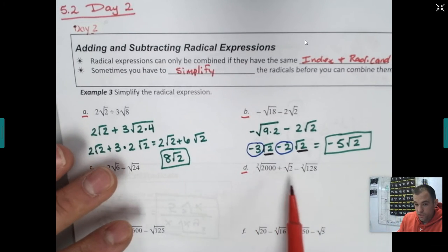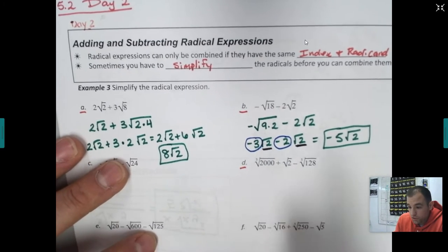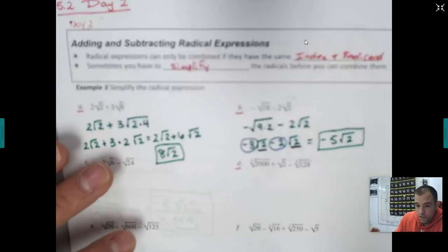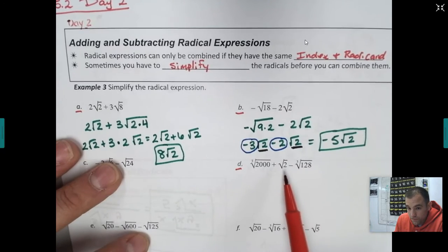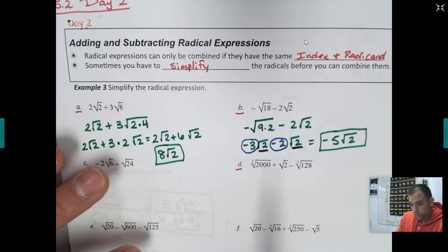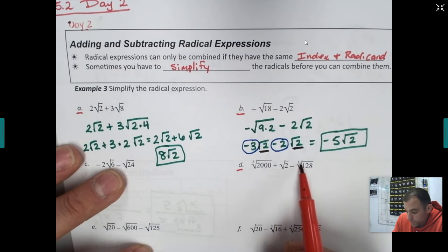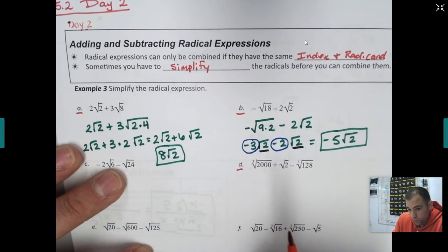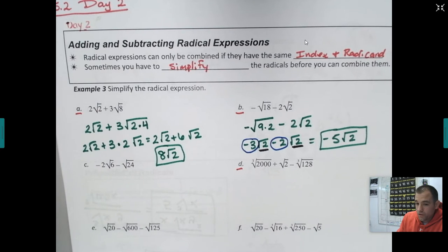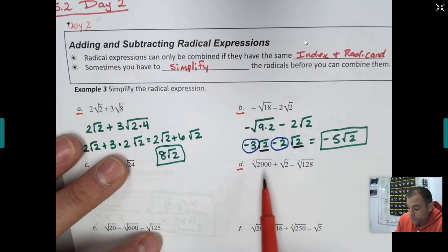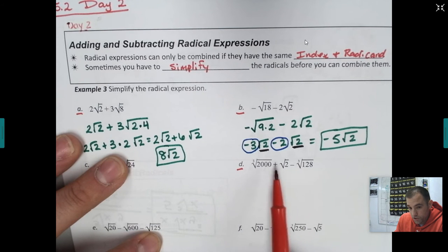This third example is a little bit different. So this says the cube root of 2,000 plus the square root of 2 minus the cube root of 128. So notice that some of these have a cube root in front, and this one doesn't. So this one's a square root. So I'm still going to try to do the same thing, okay? But I'm only going to be able to combine these two because they both have a cube root.